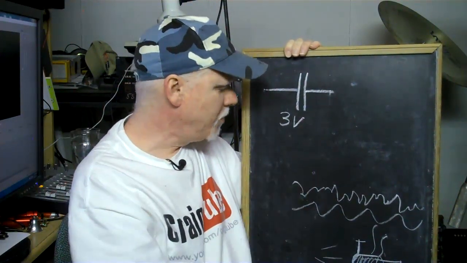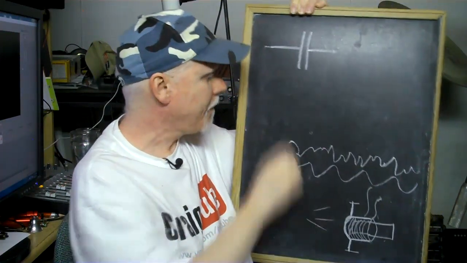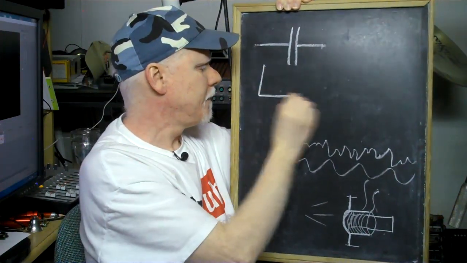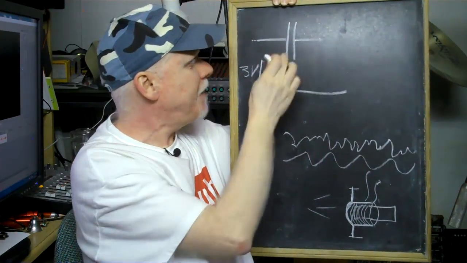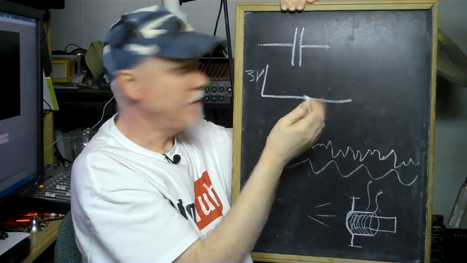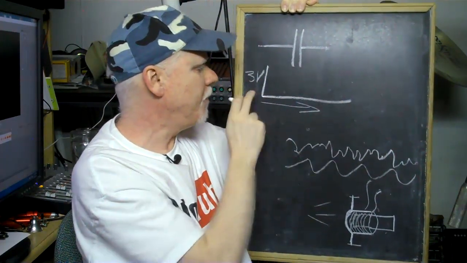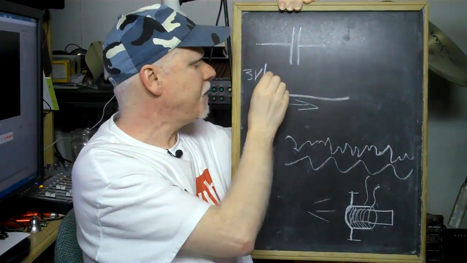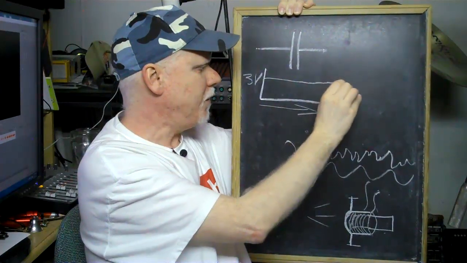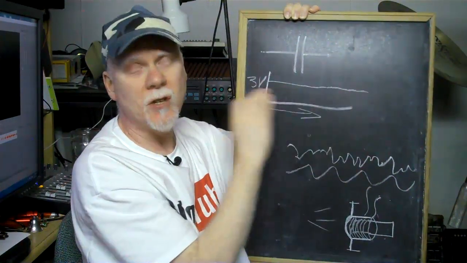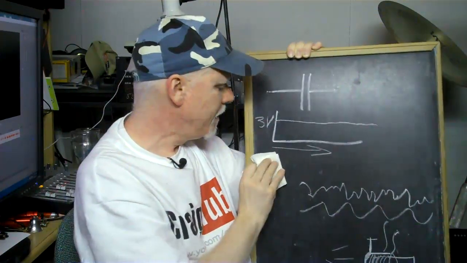So if you were to draw a graph like this, okay, and this is 3 volts, the capacitor just sitting there like this is going to stay, if this is time, time is this way, voltage is this way, the capacitor over a period of time is going to stay at 3 volts. It's not going to change. It's going to stay a constant 3 volts.